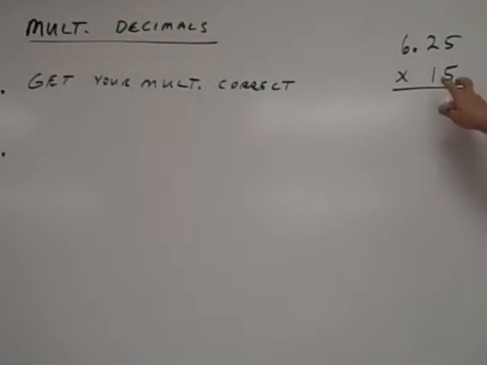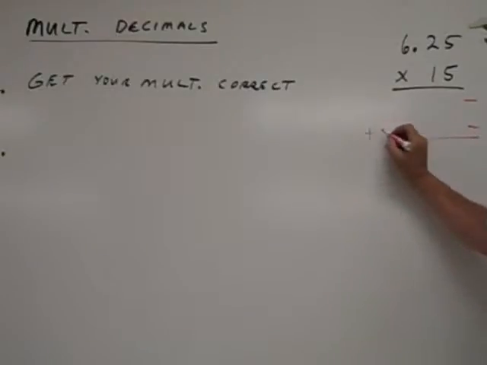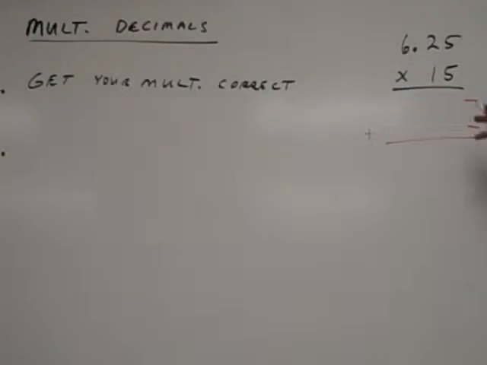Now remember, on the bottom number, if there's 2 digits, that means we're going to have 2 lines down here before we add. We got 2 lines because the bottom number is 2 digits. Alright, so here we go.